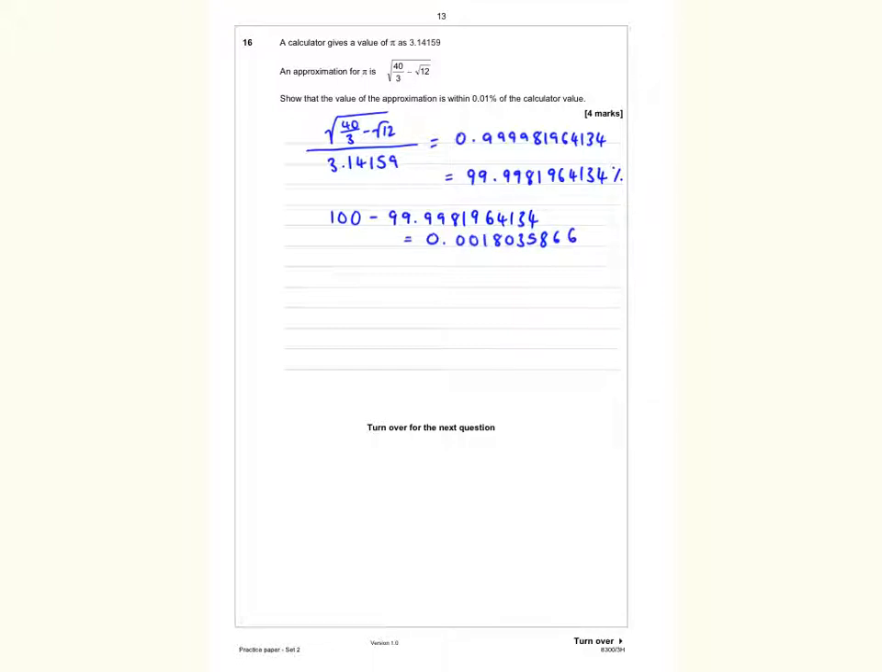Okay, so we were told show that the value of the approximation is within 0.01%. Now, if it was more than that, then it's not within 0.01%, if the difference was more than that. Now, this difference is actually less. Okay, so this is less than 0.01%, so we're fine. So we can say that 0.001803586 is less than 0.01, so we're fine.